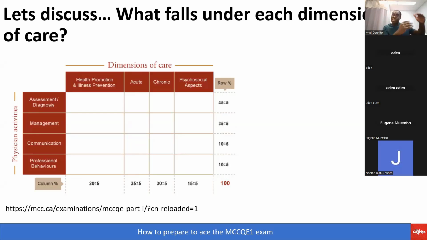So if I were you, I will use this blueprint. I'll take a screenshot of this. It's also on the MCC's website. And I'll use it as a guide. So that whatever I'm studying, I ask myself, can I assess? So if somebody comes in with chest pain, can I assess and make a diagnosis of the various causes of chest pain? Because chest pain is an objective. Can I manage the various causes of chest pain?